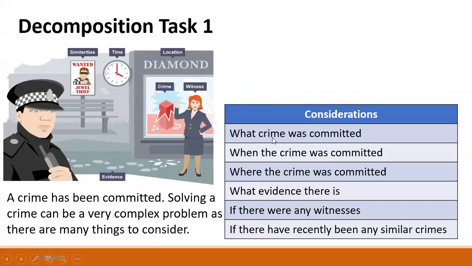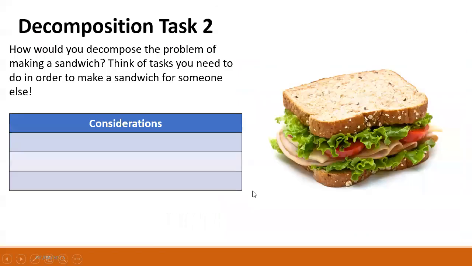So very good answers that we gave, which was what was the crime, when was it committed, where was it committed, what evidence was there, were there any witnesses, and have we seen something like it before. That's straight up pattern recognition, isn't it? Similarities, but the other stuff is our decomposition and so on.